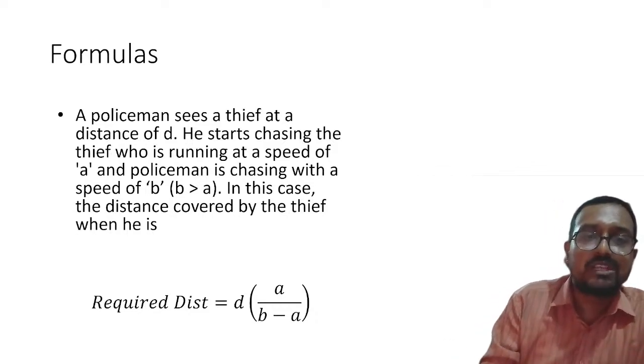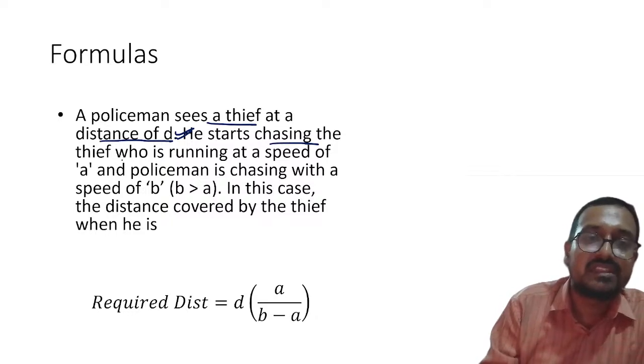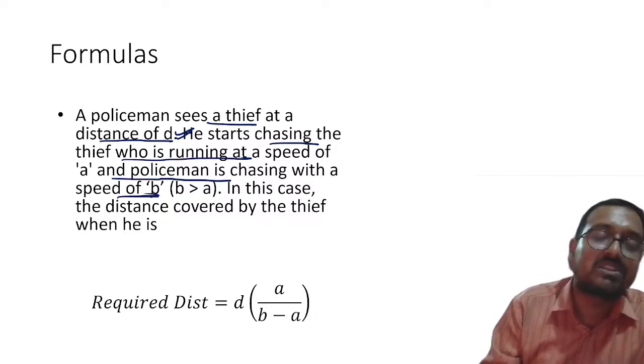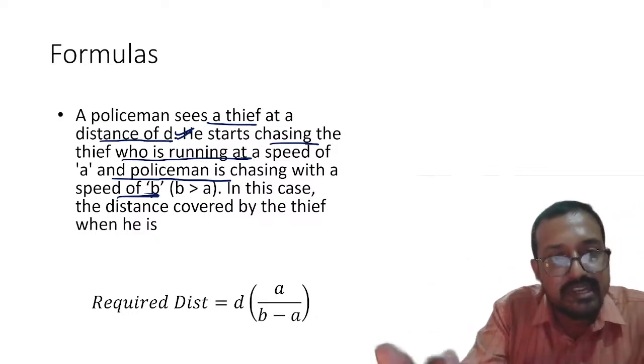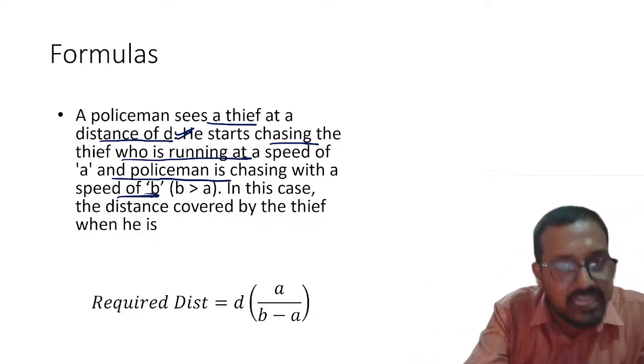Now, if a police officer sees a thief at distance D, he starts chasing the thief who is running at speed A, and the policeman is chasing him with speed B. B will be obviously greater than A because the policeman will start a little late, right?